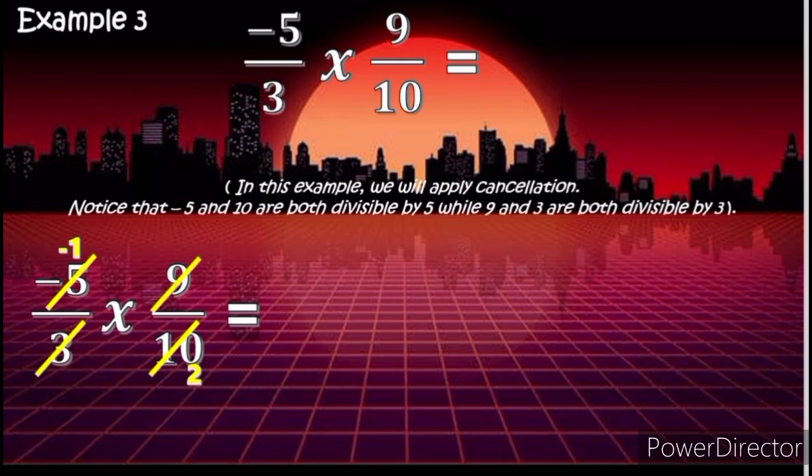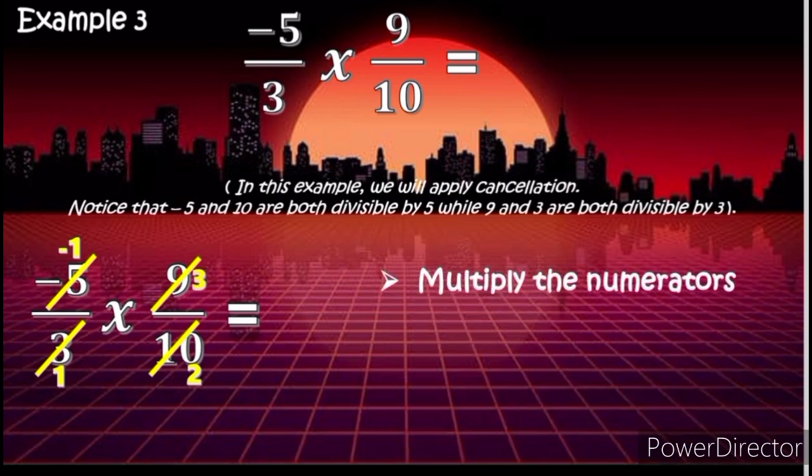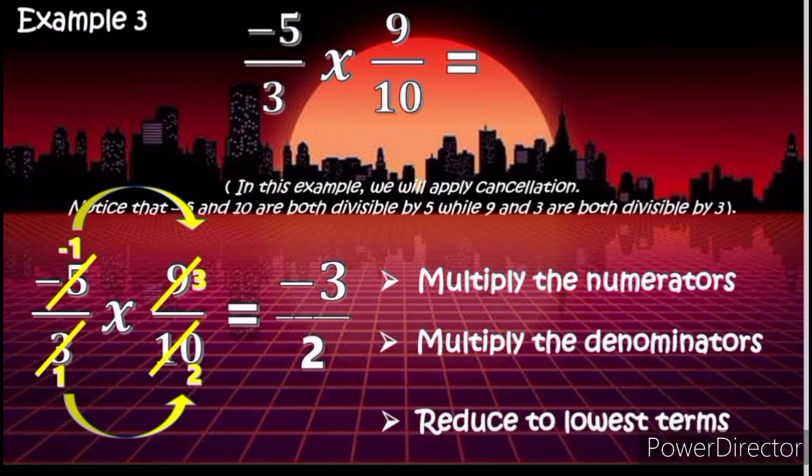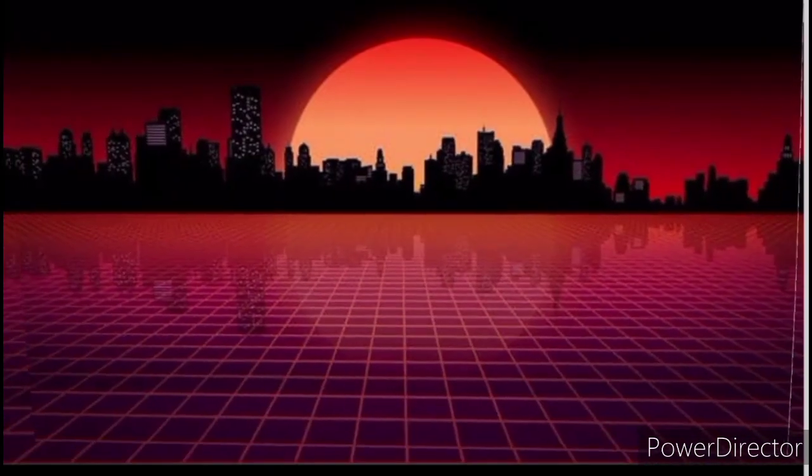Let's cancel out 3 and 9. 3 will become 1 and 9 will become 3. Now multiply the numerators. Negative 1 times 3 is equal to negative 3. Multiply the denominators. 1 times 2, our answer is 2. Reduce to lowest terms. Negative 3 divided by 2, what will be our final answer? Yes, negative 1 and 1/2.